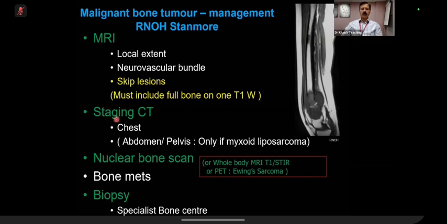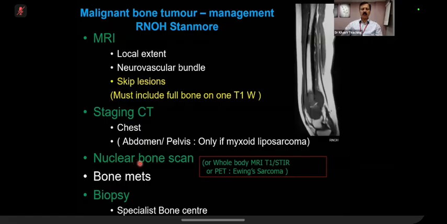Then for staging purpose, usually RNOH people just do a non-enhanced CT chest because tumors usually go to the chest, and for that you don't require any contrast. However, because this center also deals with soft tissue tumors like liposarcomas, etc., for that CT chest, abdomen, and pelvis is advised. In any case, in the exam, if you say CT chest or CT chest, abdomen, and pelvis, it doesn't matter. Then we do bone scans, and bone scan to look for any metastasis.